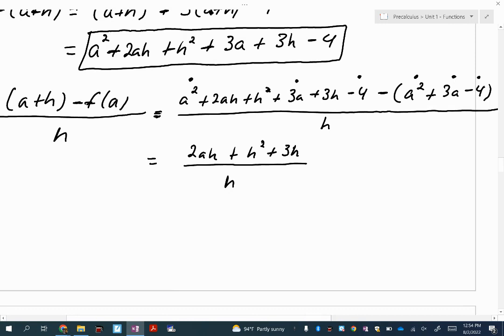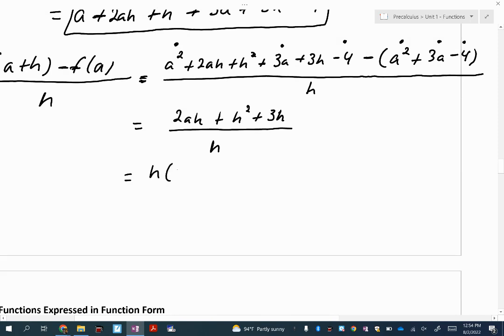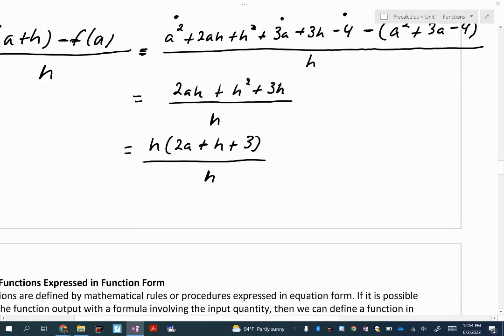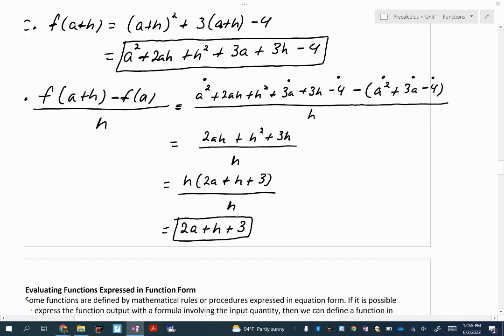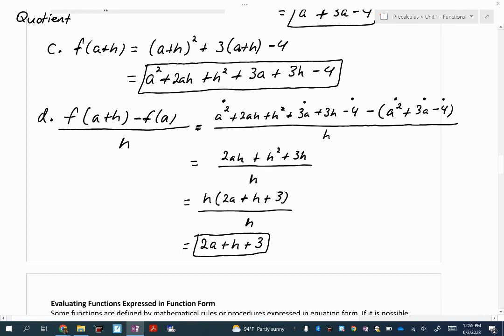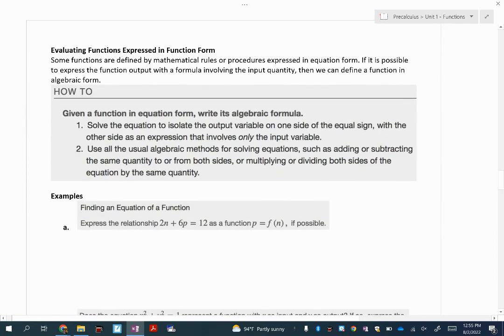Now, again, you're not really going to see the importance of what I'm about to do until you get to calculus, but at this point you might notice that in our numerator, all three terms do have an h, which I can factor out to get h times 2a plus h plus 3. And then we have h divided by h, which is going to cross out and just leave you with 2a plus h plus 3. And wherever you are, when you get to this place in calculus, you might think, oh man, I remember when we did that in Mr. Vander's class. Okay, so that's it for this page. Let's move on to the next page.